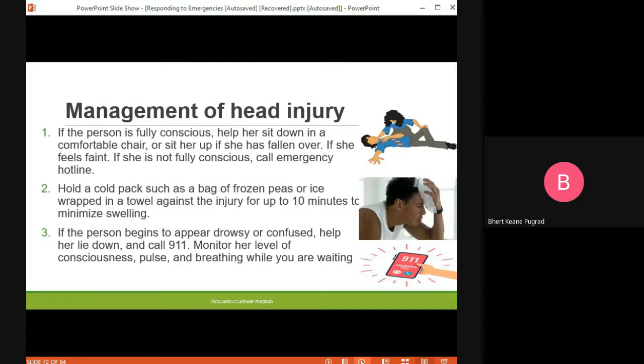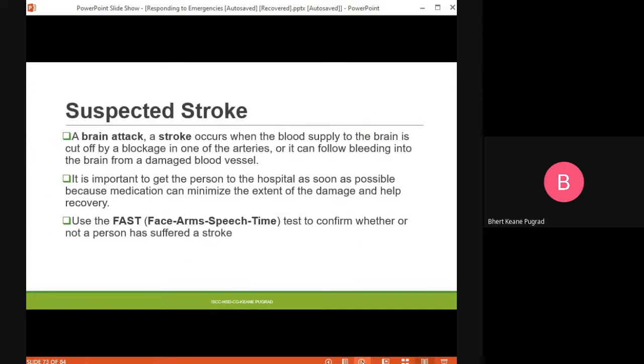No? If the patient becomes drowsy and confused, you need to call immediately emergency hotline and monitor the patient's level of consciousness, patient's pulse, and patient's breathing. Kasi baka magkaroon din siya ng cardiac arrest. Okay.